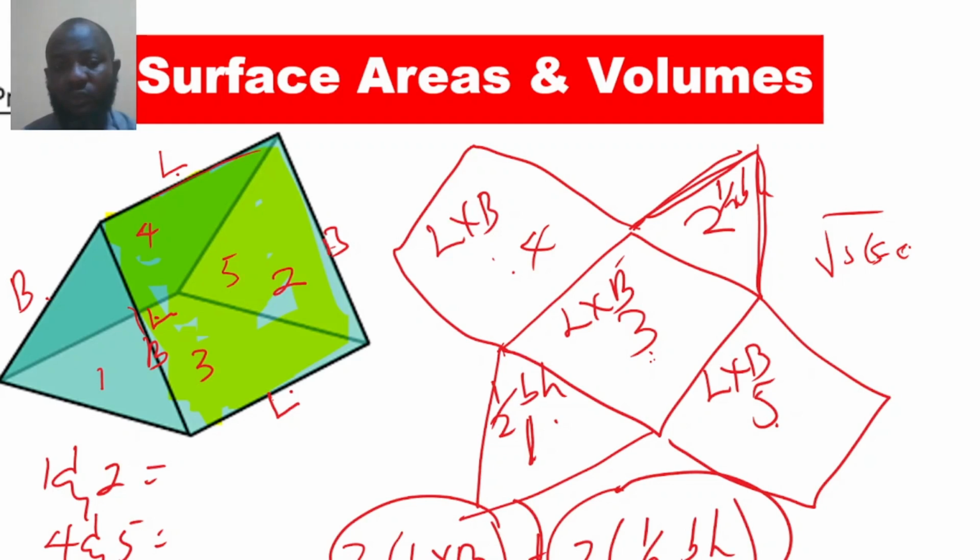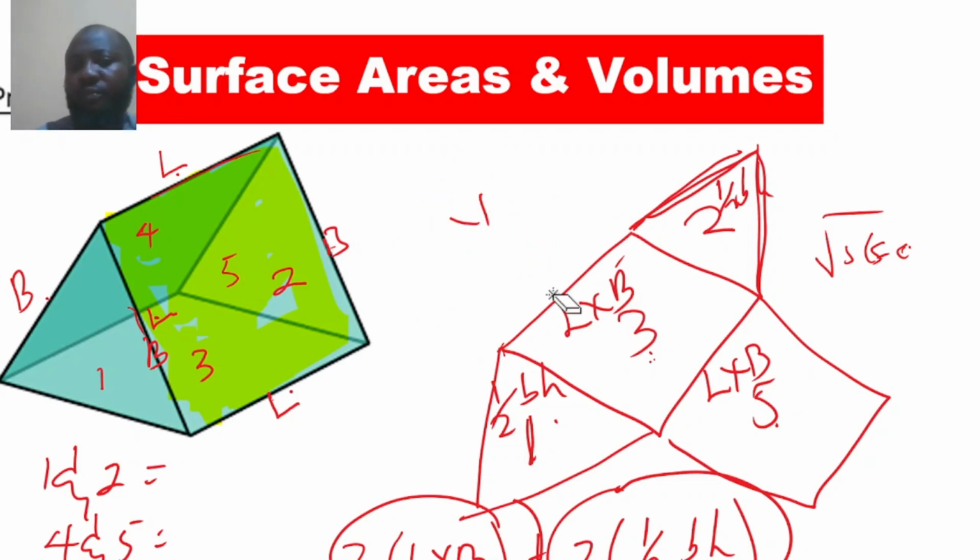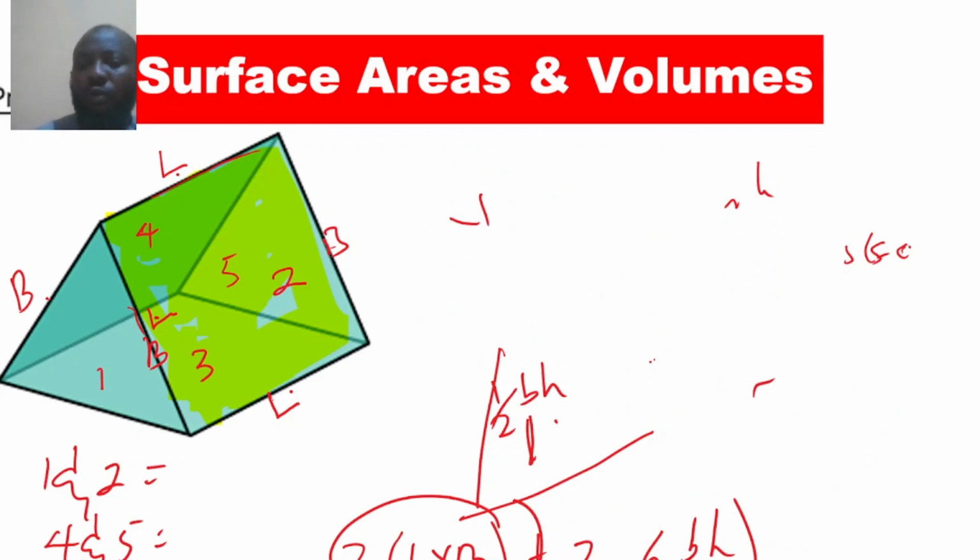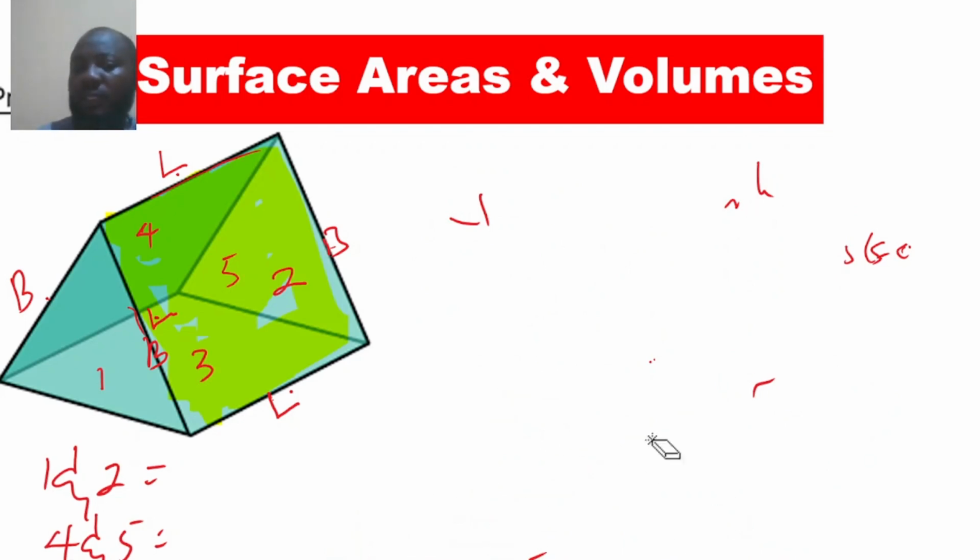Is this one clear to you now? So the next one is to look at the volume. Volume of any prism is the same throughout. Volume of any prism has one formula, and I don't want to know what the prism is.